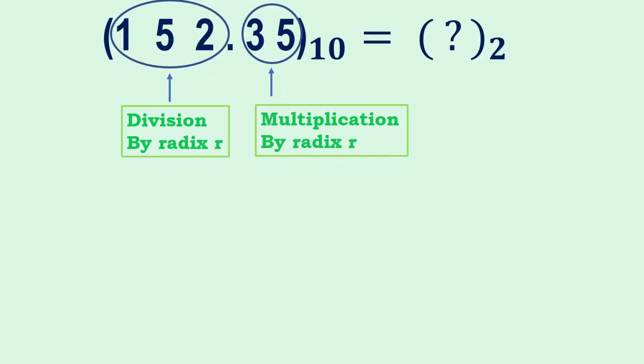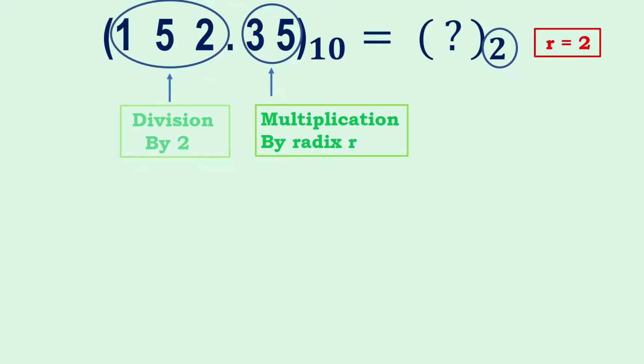Now the question is which radix r we have to consider, whether it should be 10 or 2. Let's see. For that, we have to convert it into binary. The binary number system has radix 2, that is, my r will be equal to 2. If you have to convert it into octal, then we will consider r as 8, and multiplication and division will be by 8. If we have to convert a decimal number into hexadecimal, then we will consider r as 16. Here our r is 2, so we will perform division by 2 and multiplication by 2.